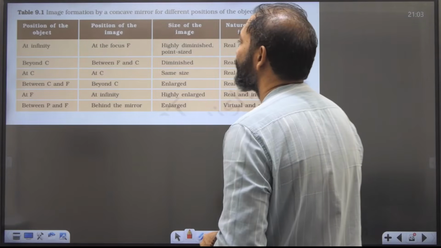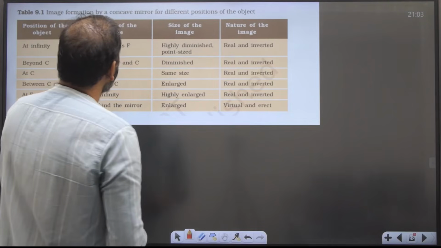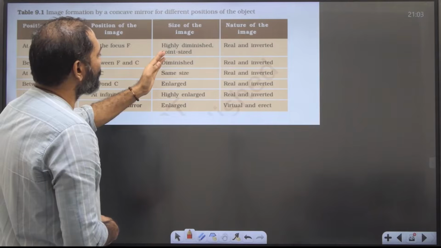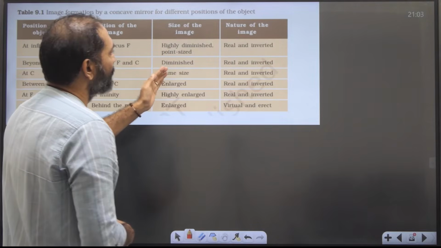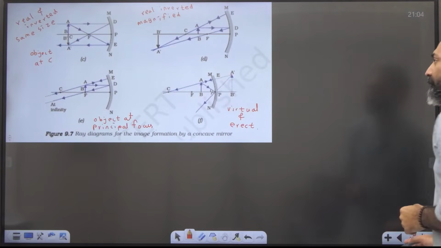Then third case, object is at C. So what happens to the position of the image? That is also at C. What is the size of the image? Same size. What is the nature of image? Real and inverted.